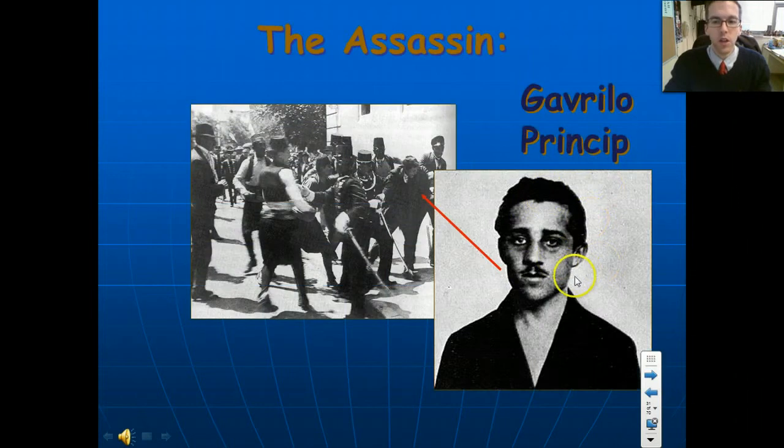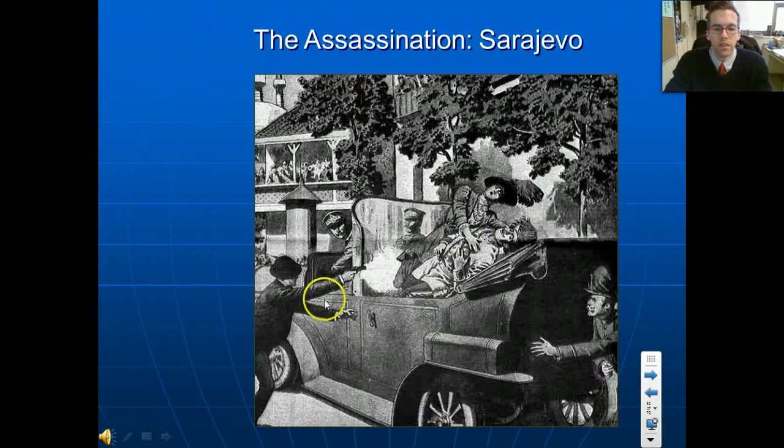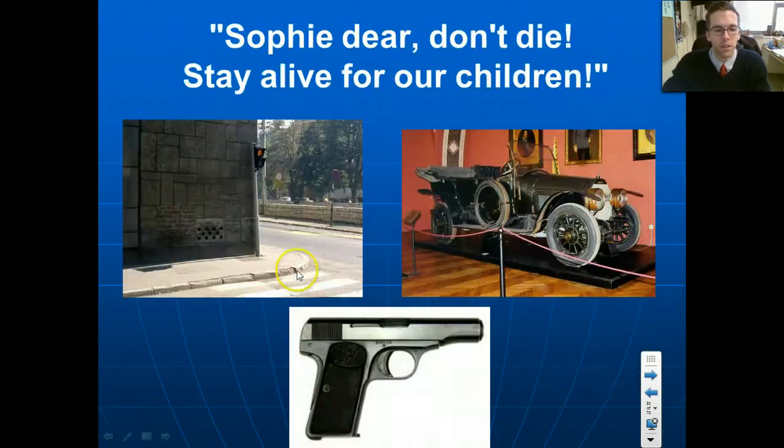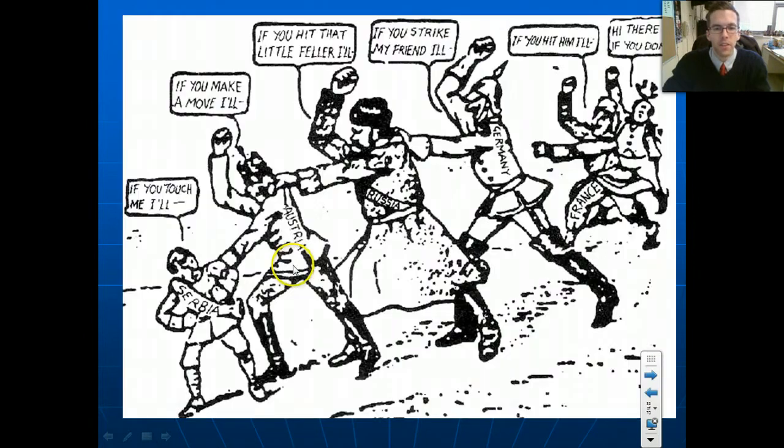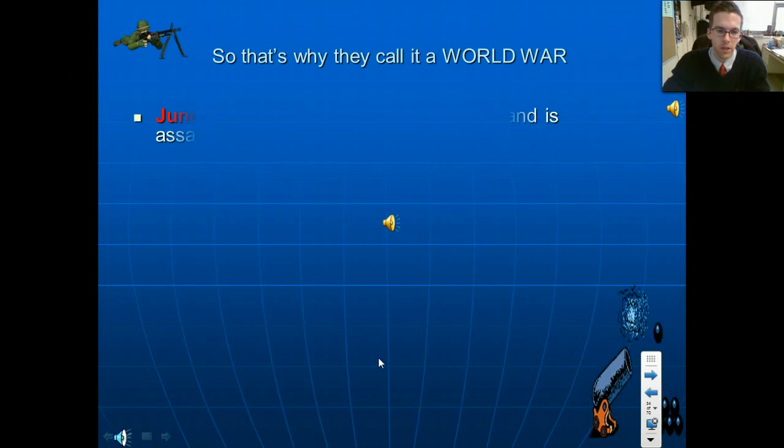This guy here, Gavrilo Princip, all right, young guy, early 20s, kills the Archduke. He jumps out, he's like 6 feet away, boom, blasts him right in the chest. I mean, you can see where the blood is, okay? Now, how does this get us into World War I? Well, I'm going to show you, okay?